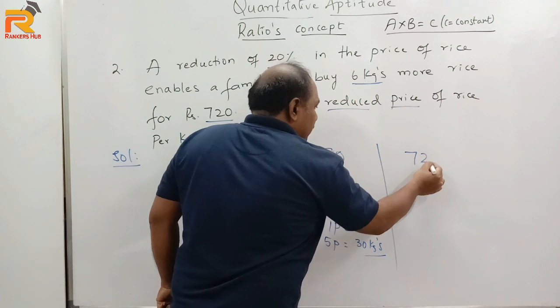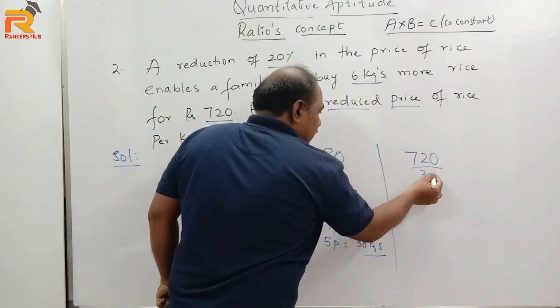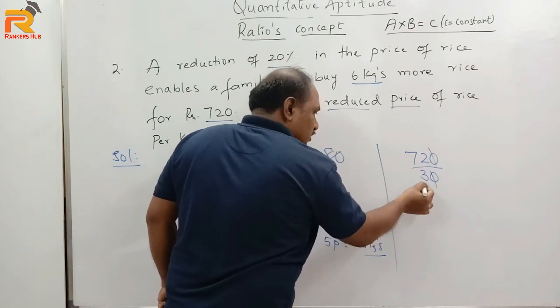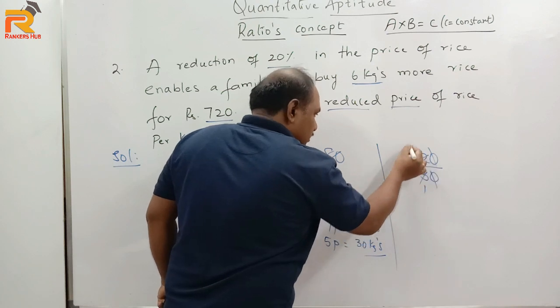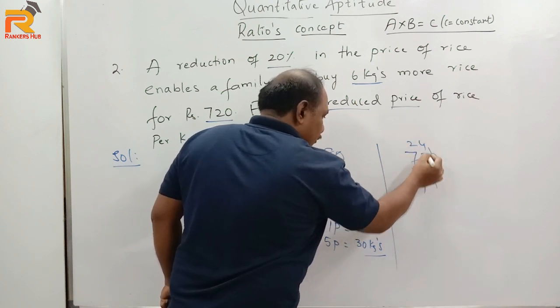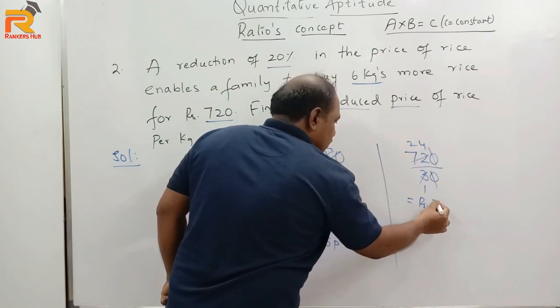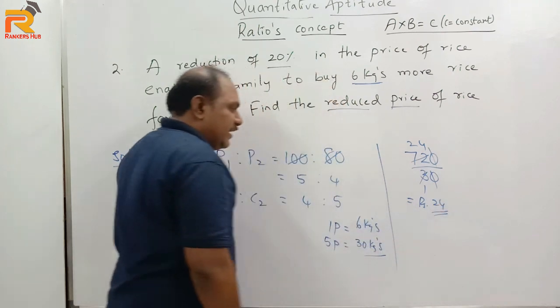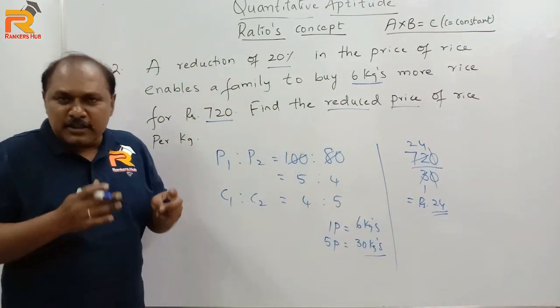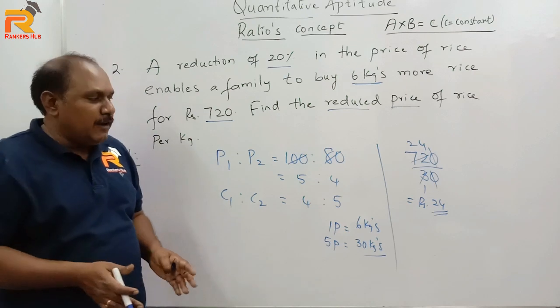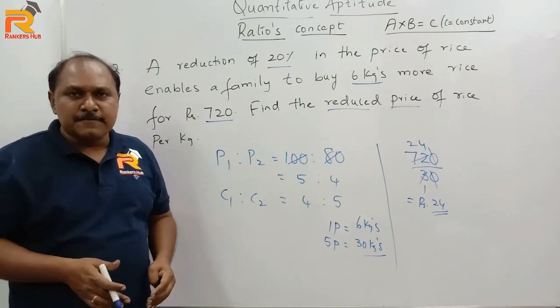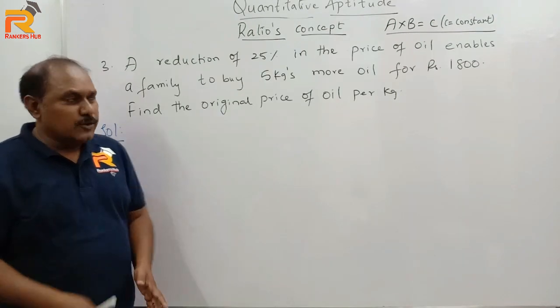So per kilogram it should be 720 by 30. So 0 0 cancel, 3 ones, 3 twos are 6, 12, 3 fours. So the reduced price of rice per kilogram is 24 rupees. So the new price of rice per kilogram will be 24 rupees. Now let us look into the next question.